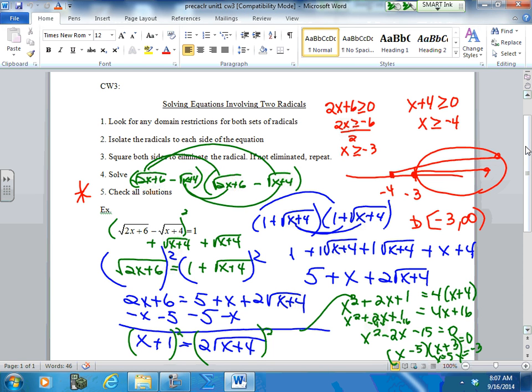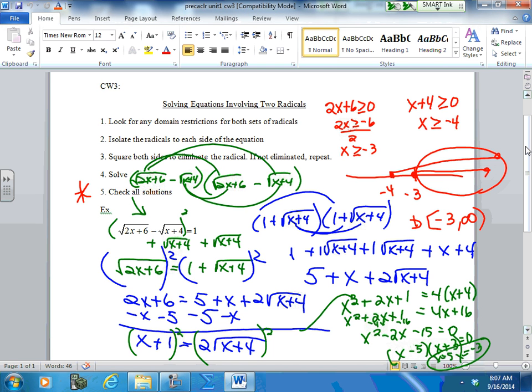Now, -3 is within our domain and so is 5. However, radicals usually have a problem, especially if one of them had a negative sign and we squared it. So you have to check all solutions. Because usually when you manipulate your radicals a little bit, something happens to it. Same with an absolute value, especially when there's a negative sign. So check both the 5 and the -3 in your original solution.